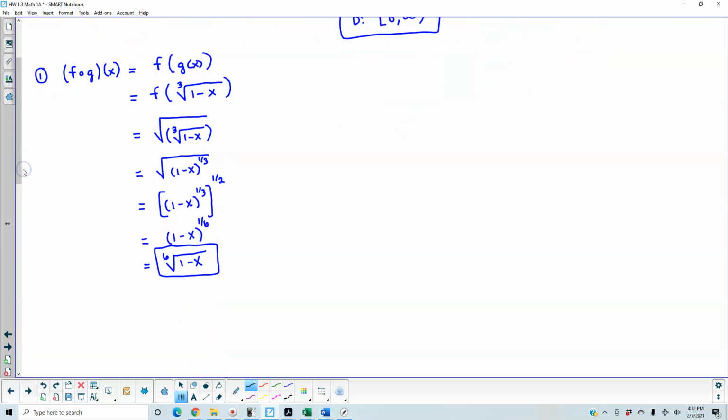So now we want to be able to find the domain of the 6th root of 1 minus x. Now, since it's an even root, we know that 1 minus x must be greater than or equal to 0. So if we subtract 1 from both sides, we have negative x is greater than or equal to negative 1. If we divide by negative 1, x is going to be less than or equal to positive 1. And so therefore, the domain is going to go from negative infinity to positive 1 with a bracket.